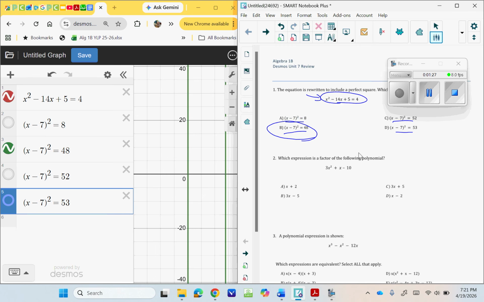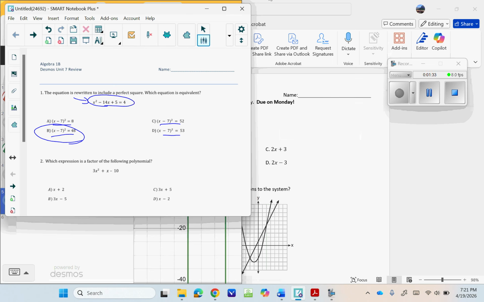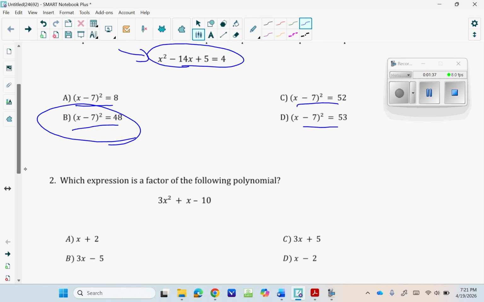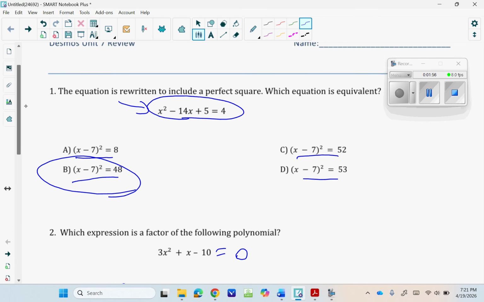Okay, I'm going to do the same thing with problem number two, but I want you guys to see that on problem number two, it's not equal to anything. So we're trying to find factors. Anytime it's not equal to anything, go ahead and put a 0 there. When I put this into Desmos, I'm going to put zeros here for all of them. And then same thing, we're going to see how these lines overlap.